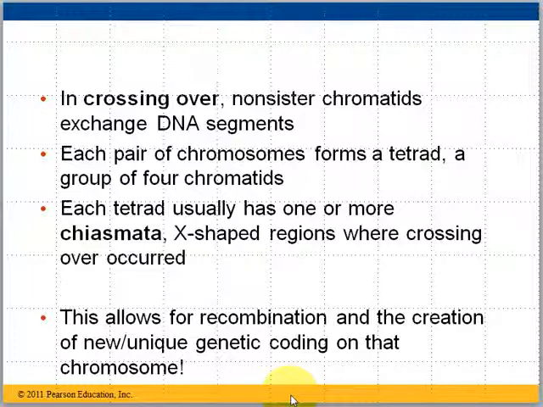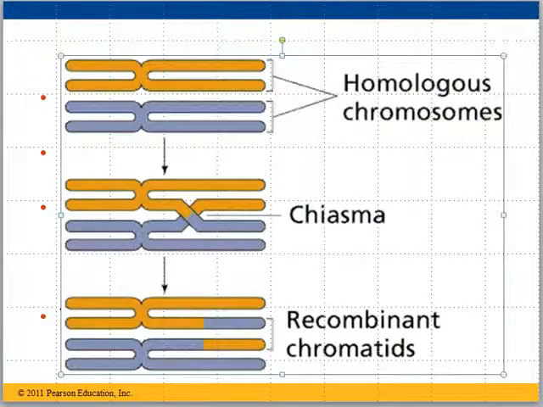And this is called a chiasmata. I believe that's how you pronounce it, chiasmata. These are the X-shaped regions where they tend to cross over and sort of interconnect with one another. And this allows this swapping of DNA. We'll take a look at a picture and it'll show you some more. What's cool about this is called recombination. This allows for the creation of new, unique genetic coding on that particular chromosome.